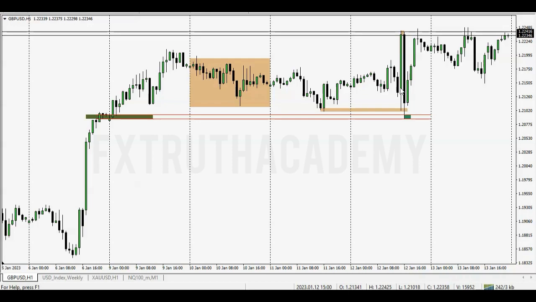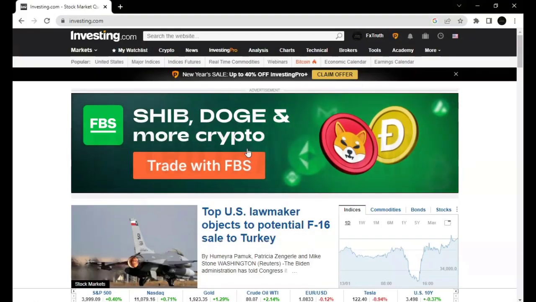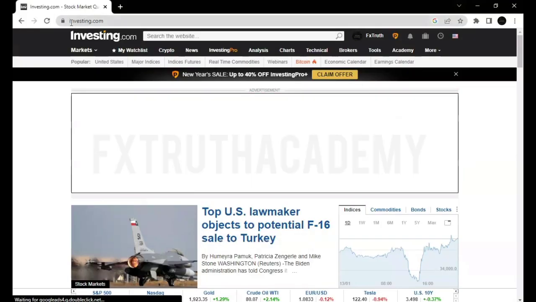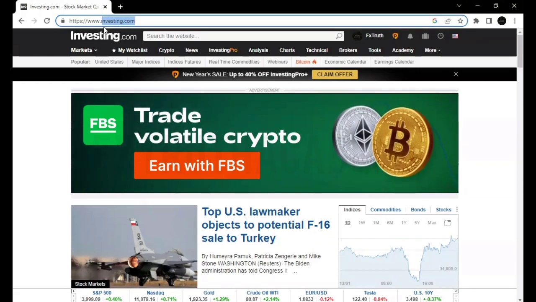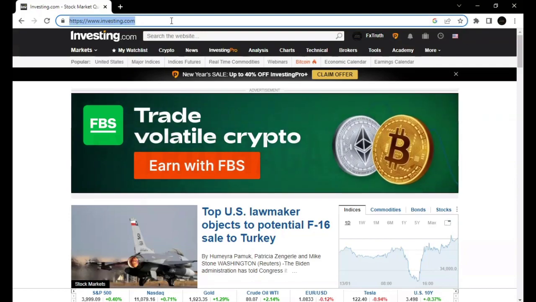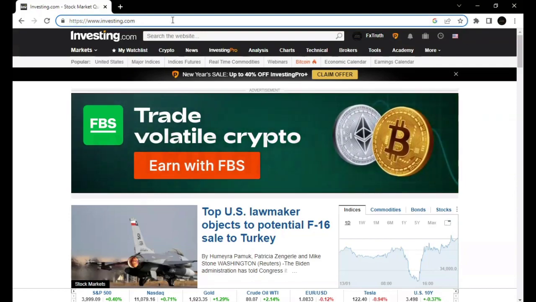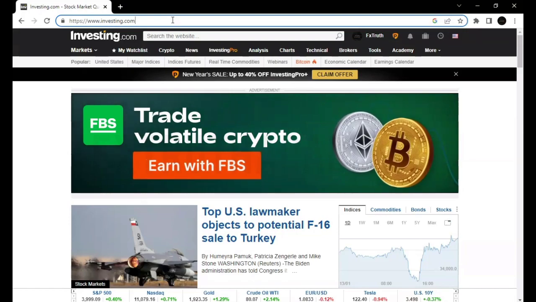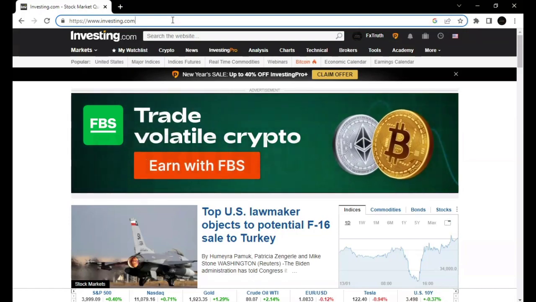So one way to quickly understand the kind of volatility you're expecting in the pair you are trading is to use a particular website called investing.com. You can see it right here. You just go to www.investing.com. Very simple, no hard and fast route to that. Just go to investing.com.